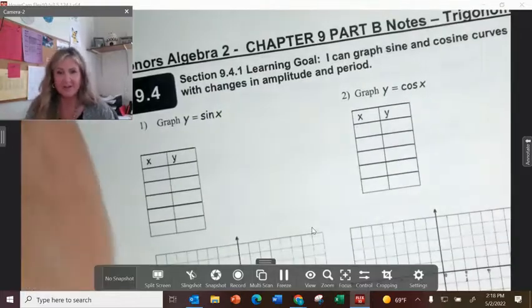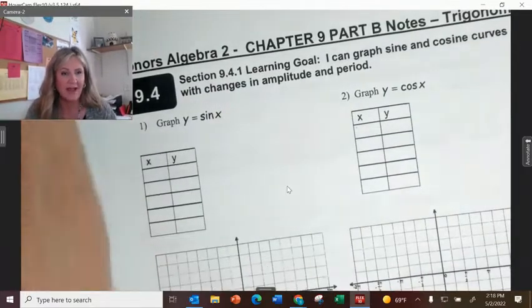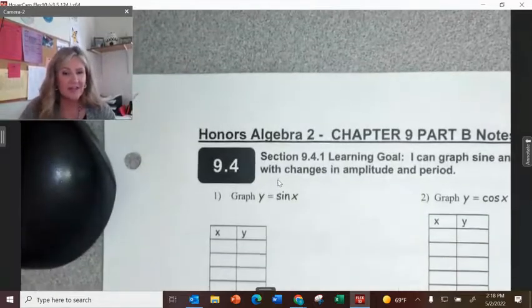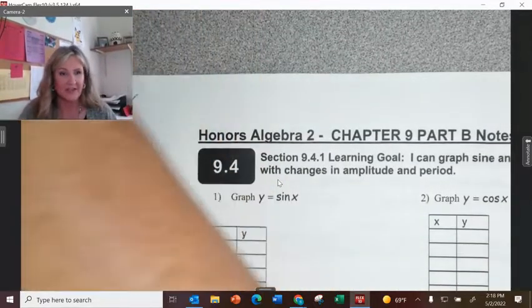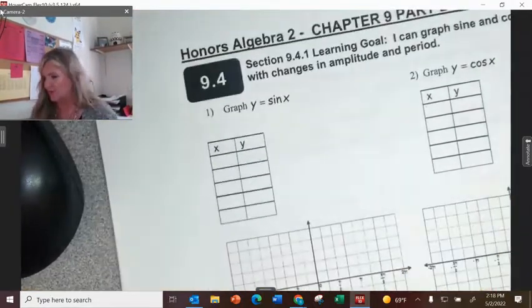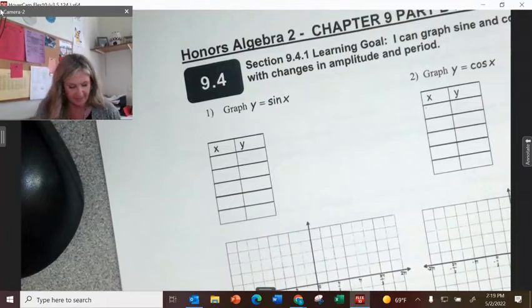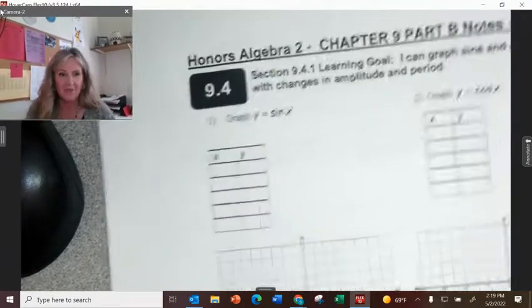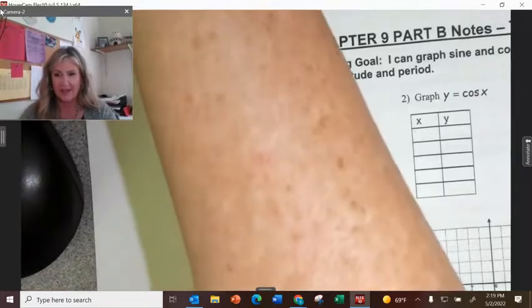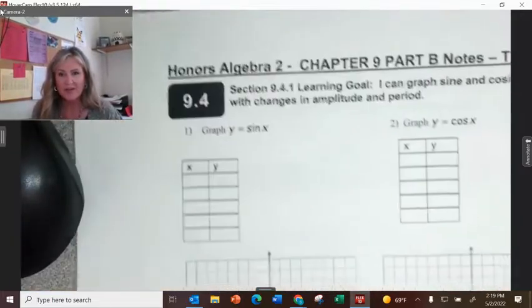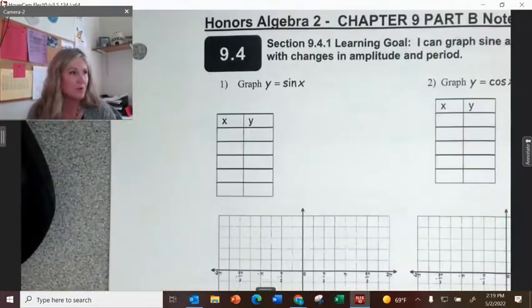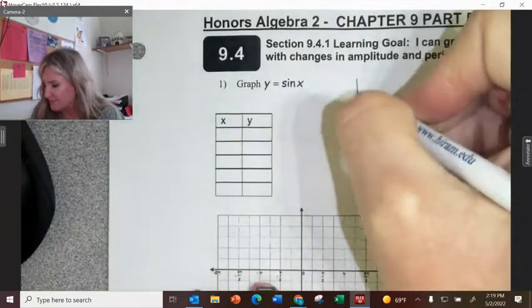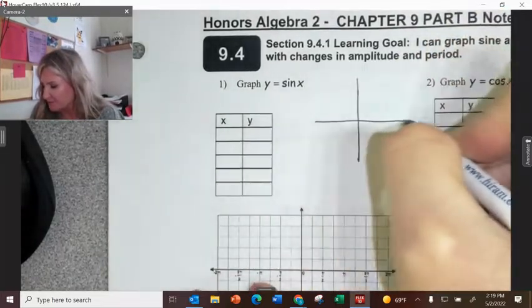So today we are going to be looking at how to graph the sine and cosine curves. The sine and cosine curves can be graphed on an XY axis, and that's what we're going to be taking a look at. Looking at this first problem here, we're trying to graph y equals sine x. What we have to do is come up with some points in order to graph something. So I'm going to make a unit circle here.